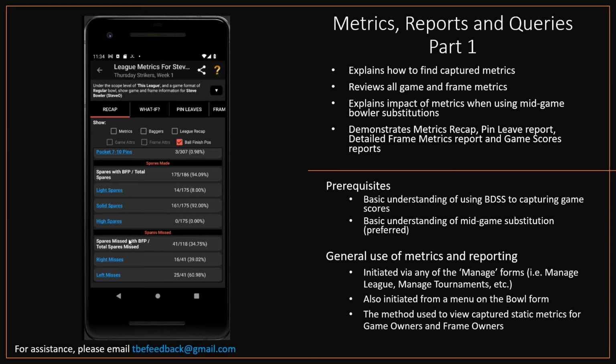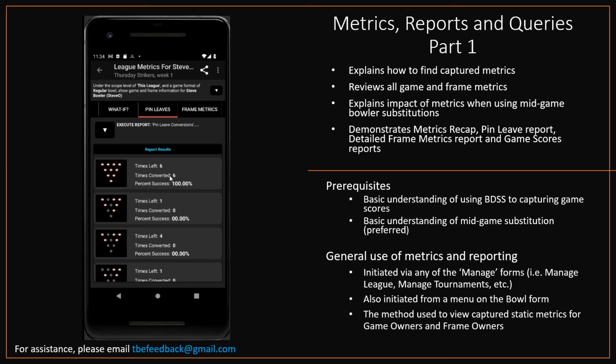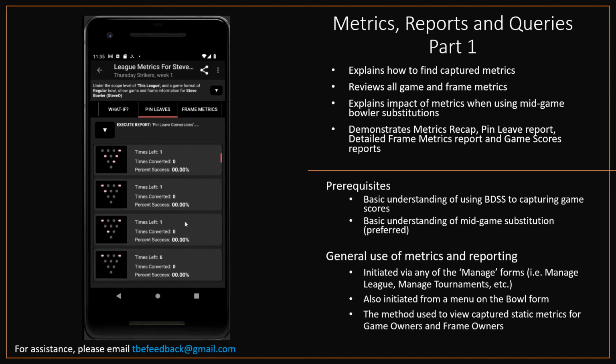Now let's take a quick look at the pin leaves tab. Pin leaves is a report that, given the selected scope and for the given frame owner, will show each combination of pin leaves along with the number of times left, the times converted, and the percent success. You could sort ascending or descending by percent success. I'll show you ascending in this example. And you can see when you do this ascending, it's mostly splits or all those strange pin leaves.